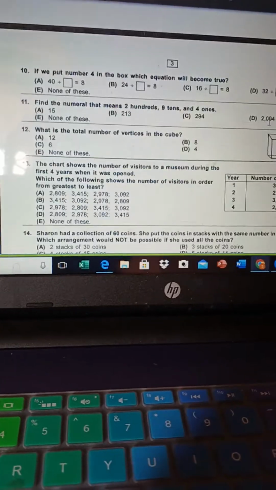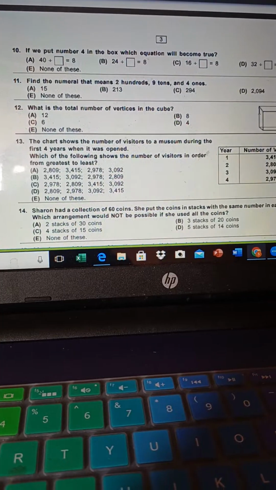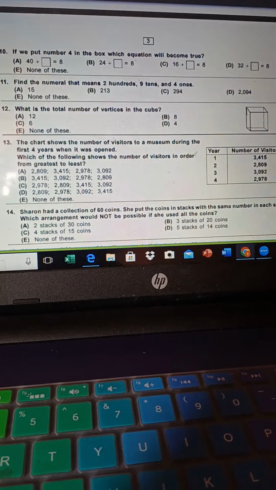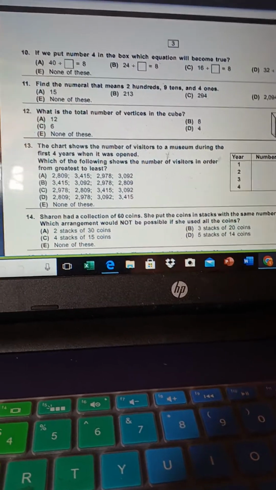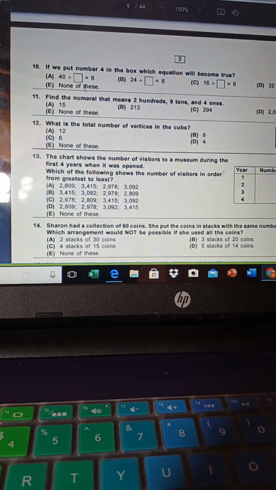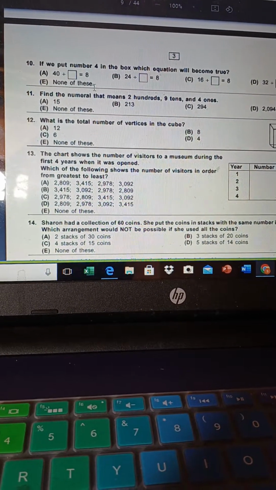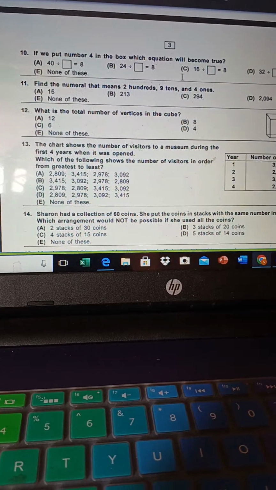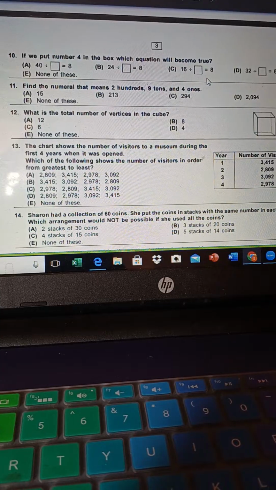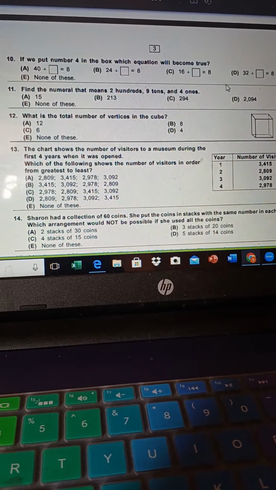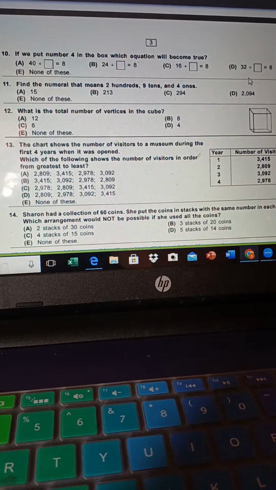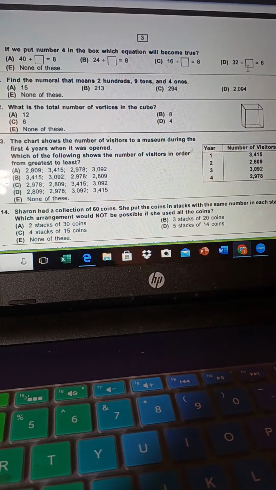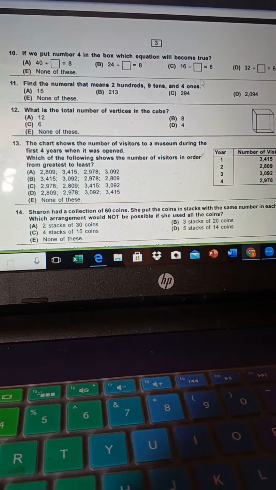Number 10. Look at number 10. If we put the number 4 in the box, which equation will become 2? 40 divided by 4 is equal to 10. 24 divided by 4 is equal to 6. 16 divided by 4 is equal to 4. 32 divided by 4 is equal to 8. So this is the correct option.